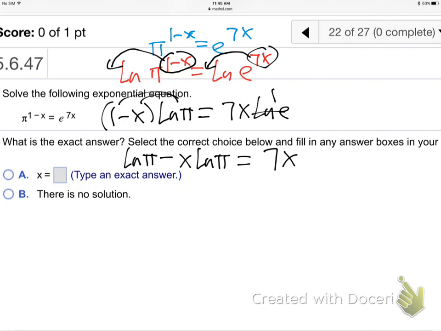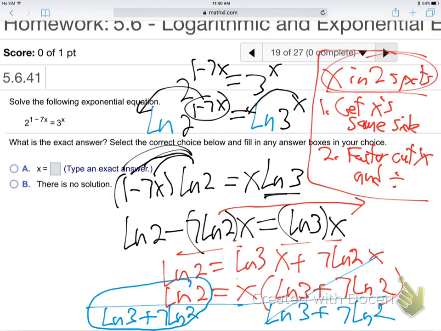And what should we do now? It's all about recipes. What are we looking at? Identification. You want to look at it and say, this is this type. It's the x in 2 spots type. That's why I keep writing these steps, to help you identify. When you see a certain thing, these are the steps. You want to put these in your 3x5 card. When you see x in 2 spots, you get the x's on the same side, factor out the x and divide.